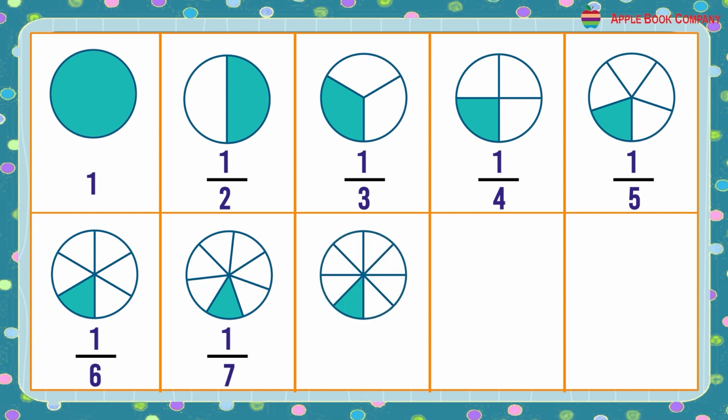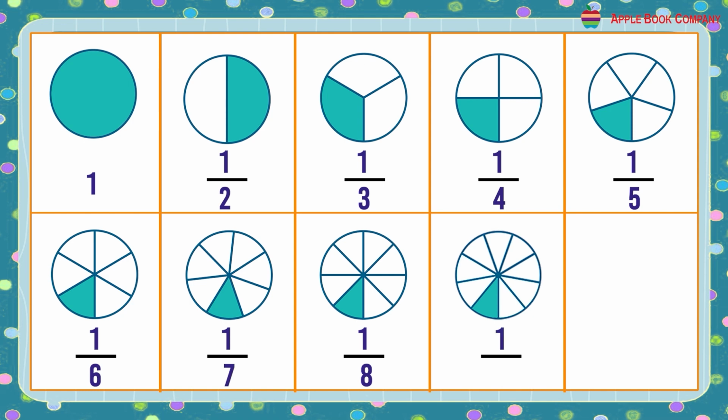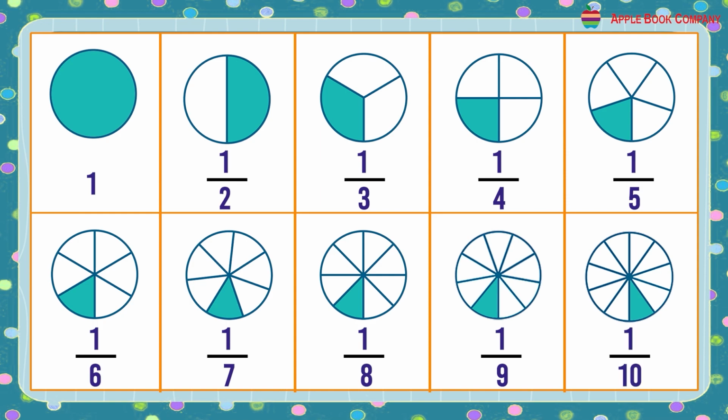The next picture has 8 equal parts. One is shaded. So the shaded part is represented as 1/8. Then you have the next circle which has 9 equal parts. One part is shaded. So the shaded part is shown as 1/9. Then you have the last picture. It has 10 equal parts and one part is shaded. So the shaded part is written as 1/10.